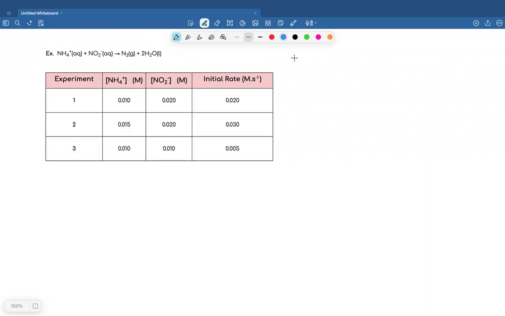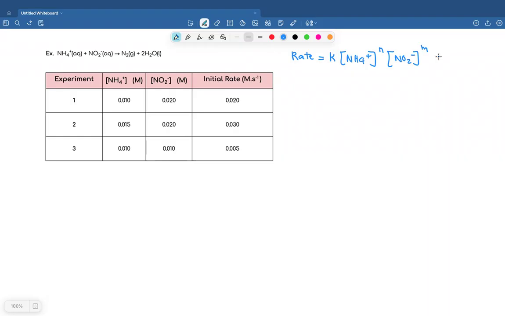What we have to do is find the rate law using this formula: rate equals k times the concentration of NH4+ to the power of, we call it n, for example, and the concentration of NO2- to the power of m. So n and m are the orders of the reaction with respect to NH4+ and NO2-. We basically have to figure out what n and m are.